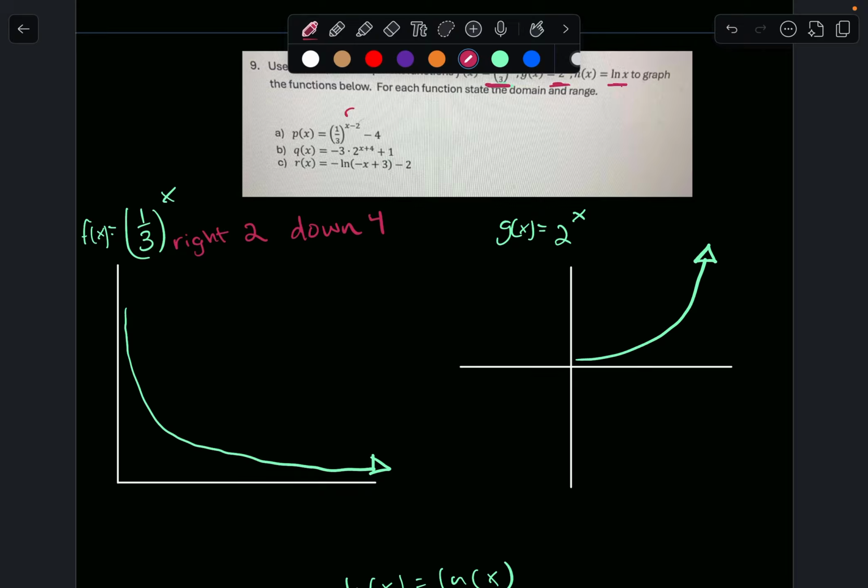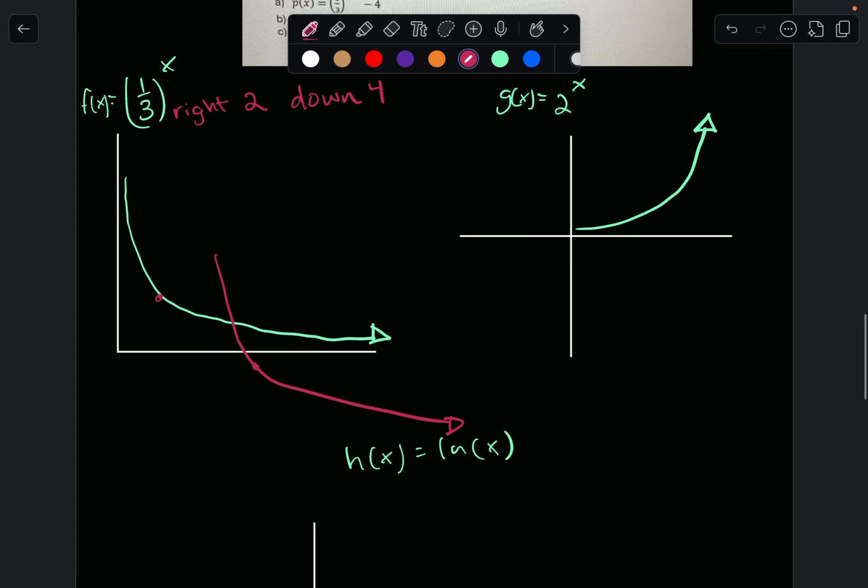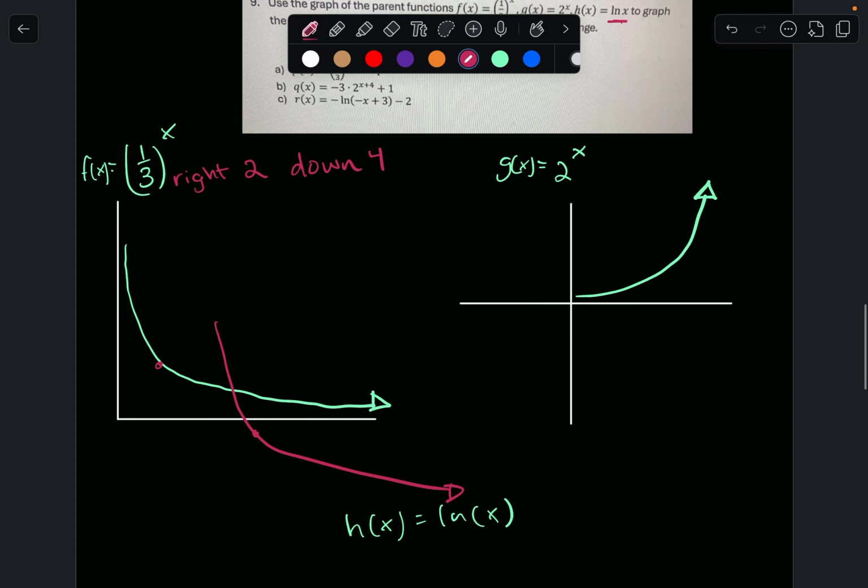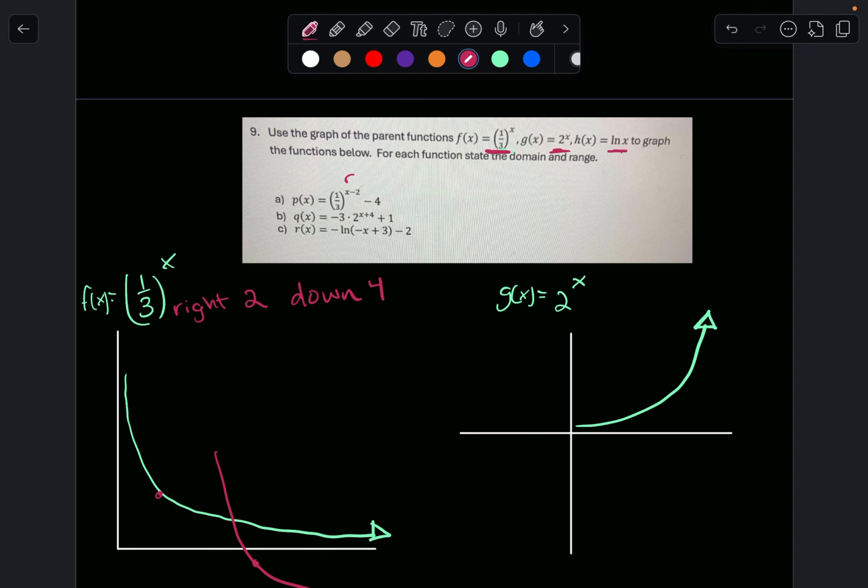Should look something like point, down 4. Something like that. Yep. Right 2, down 4. Draw that to scale. Probably a little better. 2x, 2 to the x. What are we flipping? Oh, wow.